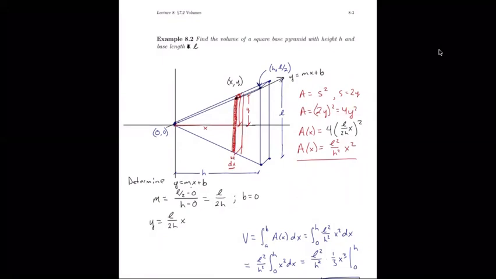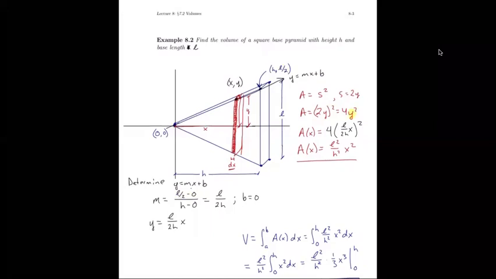So forming the line that passes through these 2 points, the slope is the rise, L over 2 minus 0, over the run, which is h minus 0. And (L/2 minus 0) over (h minus 0) is L over 2h. And we end up with this. Its y-intercept, luckily, we see is 0. So the y-intercept b is 0. So the equation of our line is y equals L over 2h times x. And now we know exactly how to replace y in this formula.